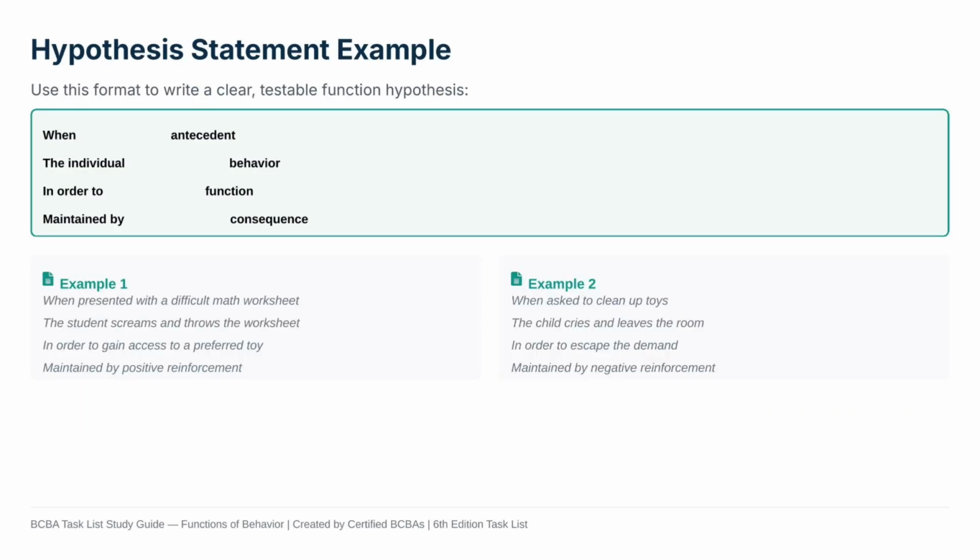Once you identify consistent patterns, you formalize them in a hypothesis statement. A strong hypothesis links antecedent, behavior, and consequence in a testable format. For example, when presented with difficult academic work, the student engages in screaming in order to escape the task, maintained by removal of the worksheet. This statement is specific, observable, and directly testable. That is the level of clarity expected in BCBA level analysis.